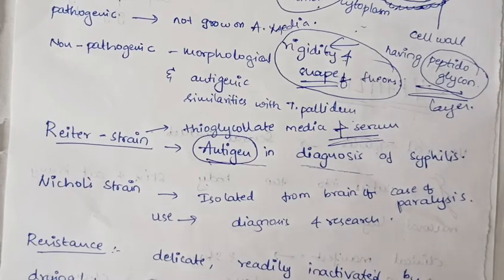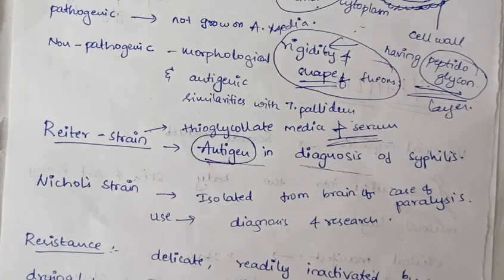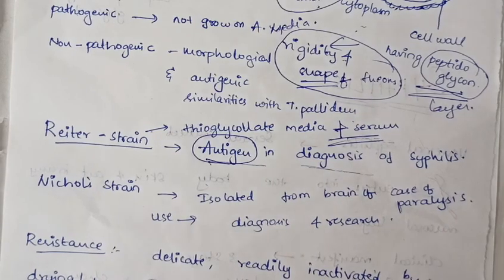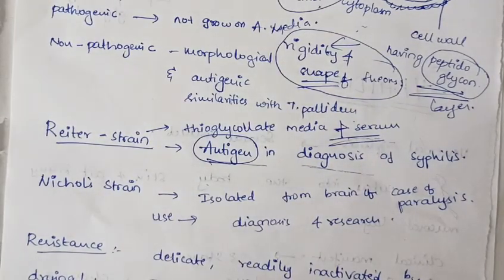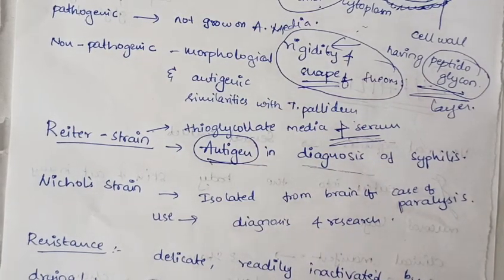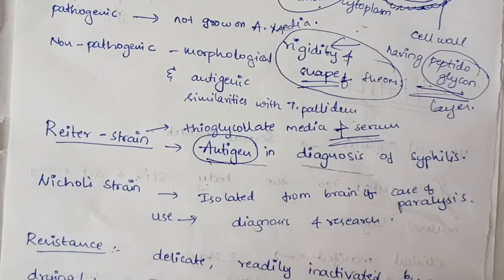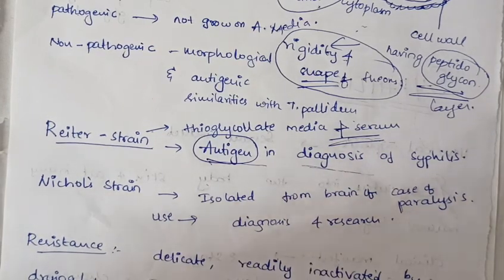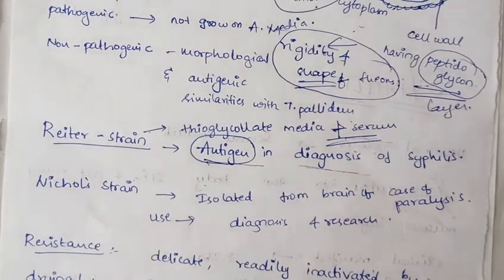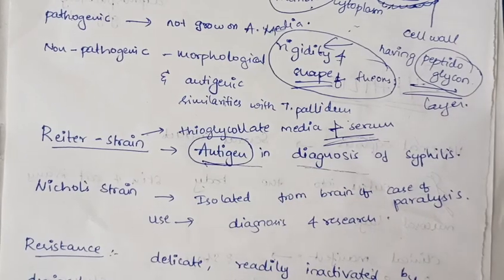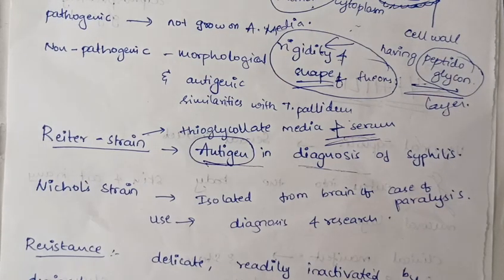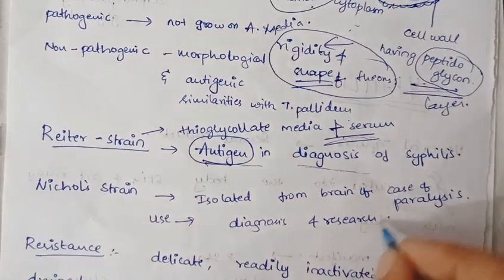Next one is the Nichols strain. It was first isolated from the brain of a paralysis patient. Generally, syphilis can be venereal syphilis and neural syphilis. In case of neural syphilis, the organism gets accumulated in the cerebrospinal fluid, where it causes related infections. This Nichols strain is related to neural syphilis, where it is isolated from the brain of a paralysis patient, and it is mainly used for diagnosis and research purposes.